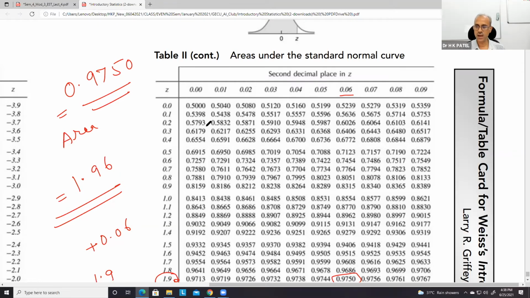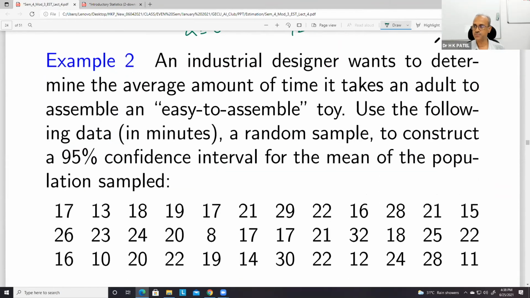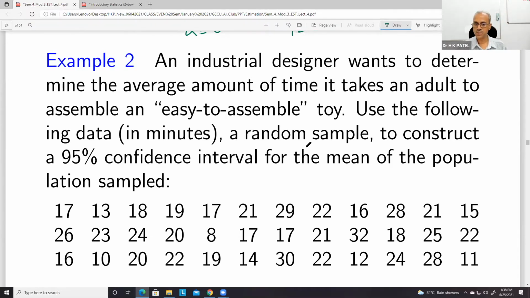Okay. So in this way, all the values are determined. So this 1.96 is there. Okay. Now let us see this second problem. An industrial designer wants to determine the average amount of time it takes an adult to assemble an easy to assemble toy. Now use the following data, a random sample, to construct a 95% confidence interval for the mean of the population sampled.